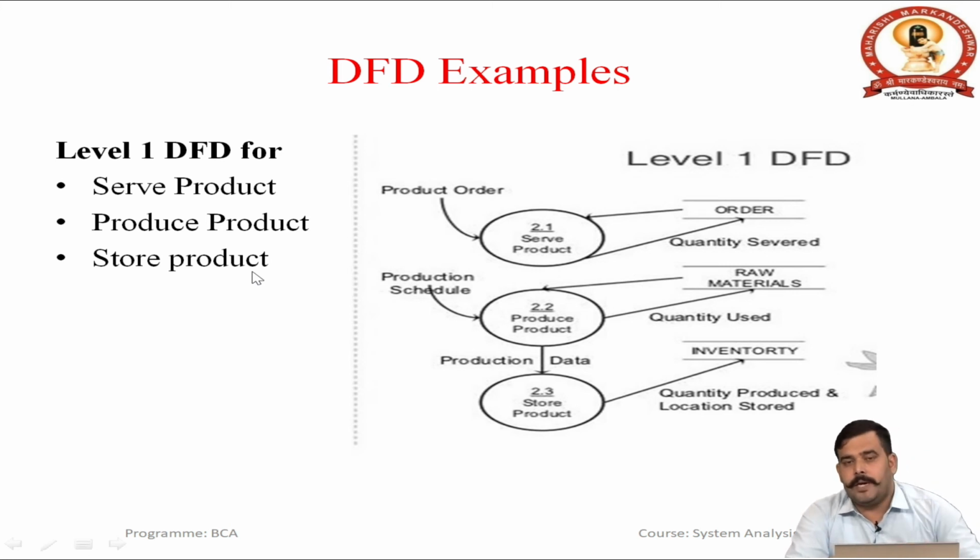Same, we have the level 1 DFDs for serve the product, produce the product and store the product, as we have already categorized these activities into function 1, function 2, function 3 and function 4. We have the level 1 DFD for serving, storing and producing the product, and these arrows show how data flows from where to where, and these circles show the process where that data is processed and the outcome is given for that particular raw material.